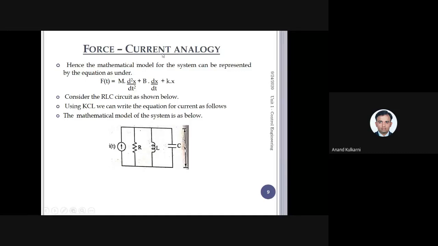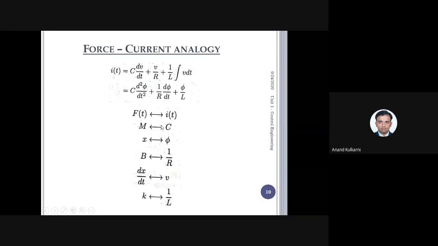We had written the equation for force voltage. Now we will similarly write the equation for force current. Again consider the same mechanical system, for which we have written this differential equation. Now I consider the same components of the electrical system, but instead of connecting them in series, I connect them in parallel, and I write the equation in terms of current. There I had written the equation in terms of voltage. Here I write it in terms of current. So what I get is: i(t) equals C dV/dt plus V/R plus 1/L integral of V dt.